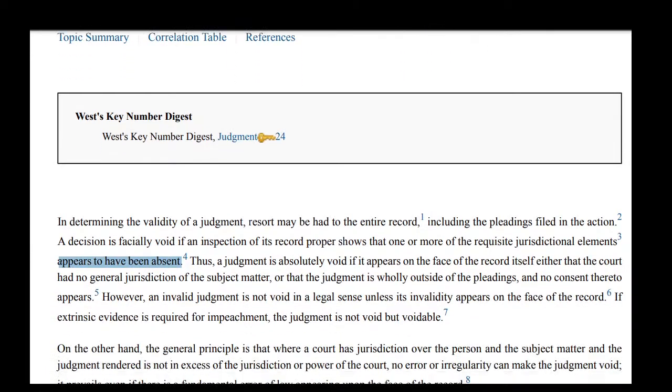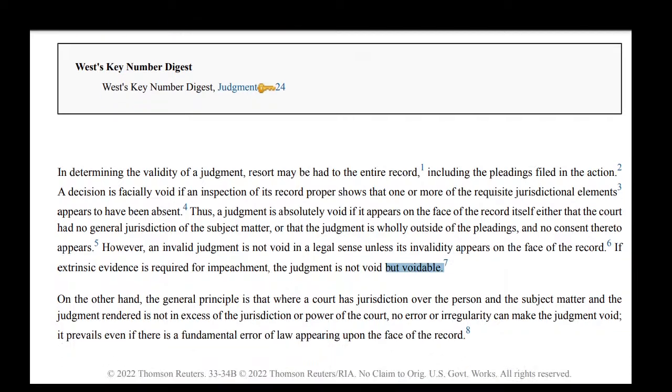So if you go back to the record and see that some requisite element was absent, a judgment is absolutely void if it appears on the face of the record itself, either that the court had no general jurisdiction of the subject matter, or that the judgment is wholly outside of the pleadings and no consent thereto appears. However, an invalid judgment is not void in a legal sense unless its invalidity appears on the face of the record. If extrinsic evidence is required for impeachment, the judgment is not void, but voidable, meaning further deliberation.